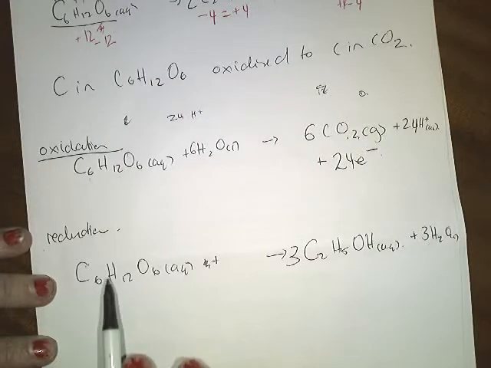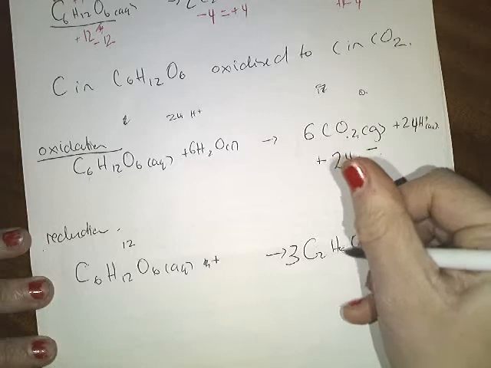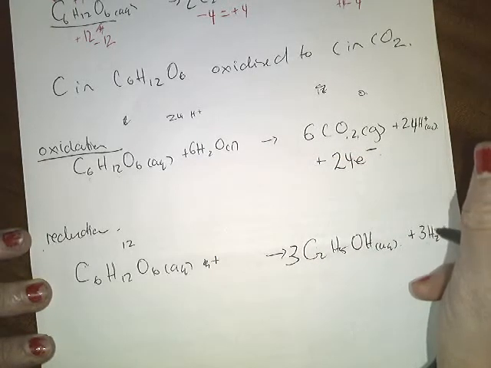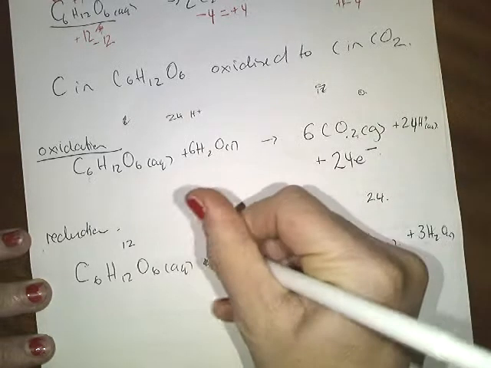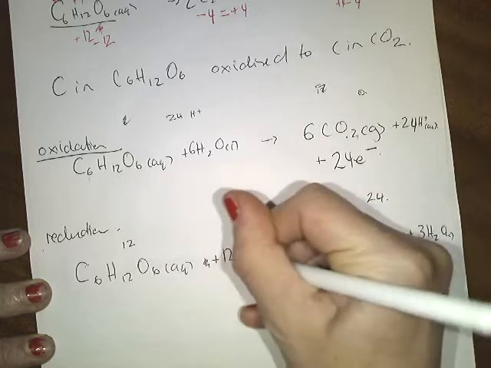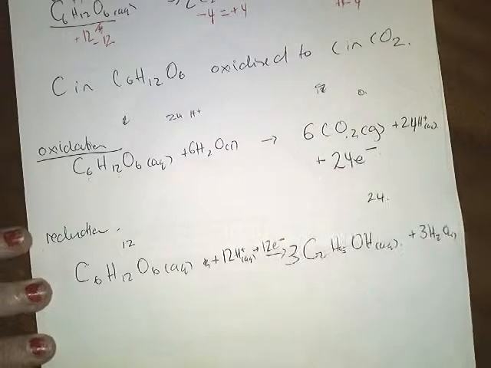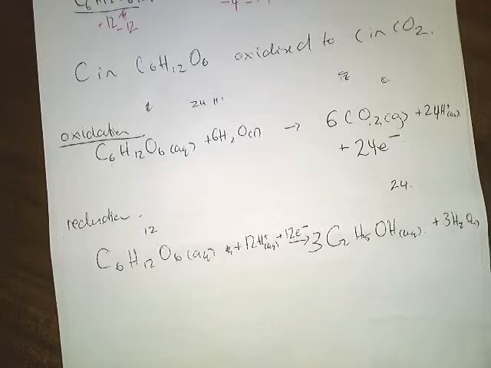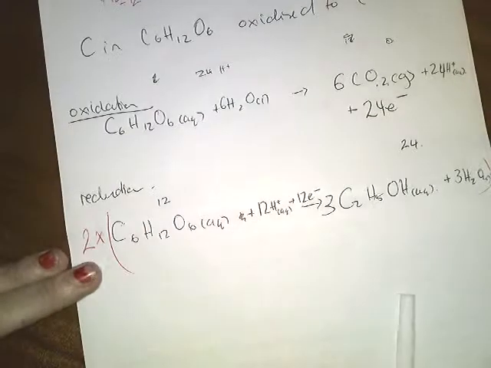Oh, whoops. We have 12 H's here, and then we have 18. 18 and 6, 24. So we've got to add 12 H pluses, and then 12 electrons. Okay, now what we need to do is times it so that the electrons are equal. So we'll have to times this whole thing by 2. And we'll just add them together.